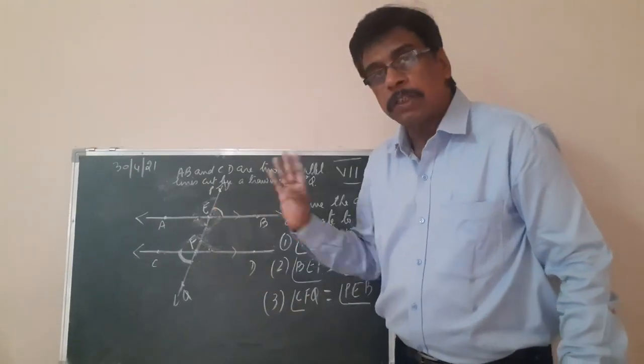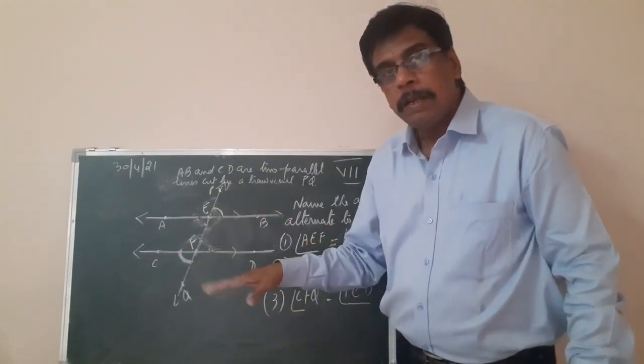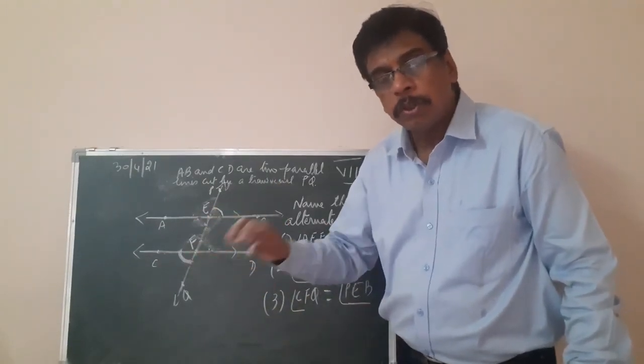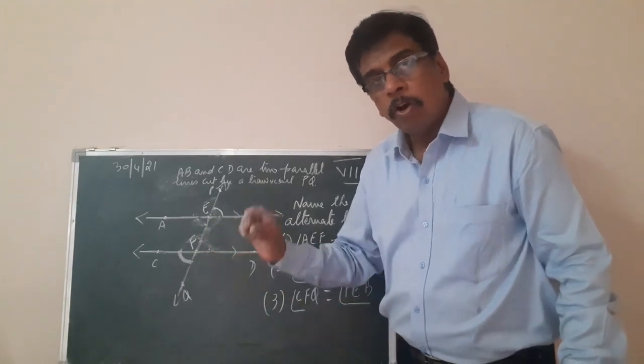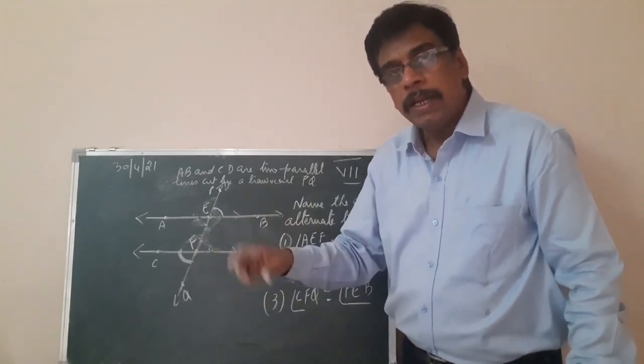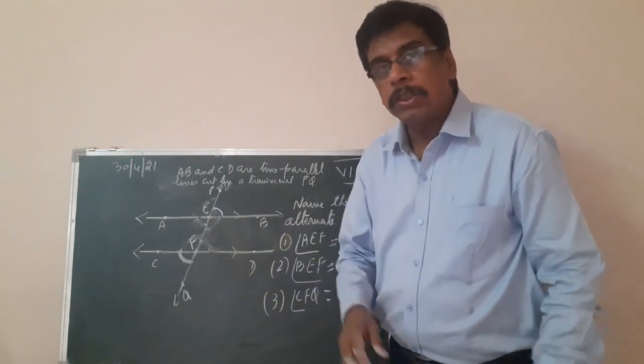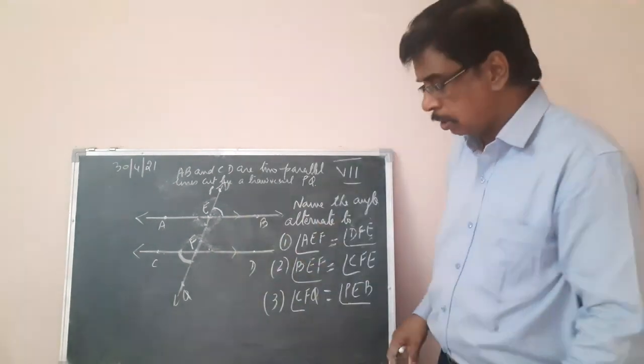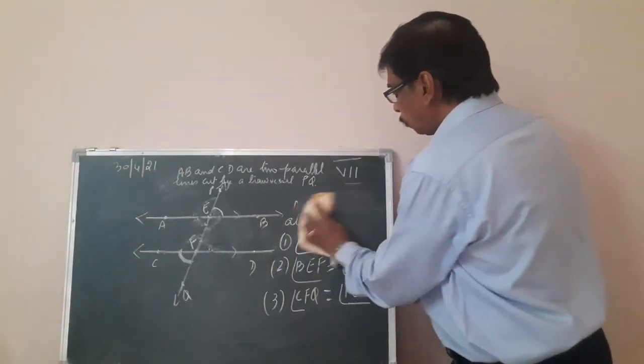This is how we find angles. Questions will be put up this way. Name the angle corresponding to this particular angle. Name the angle alternate to this angle. Name the angle co-interior to this angle. That's how it's going to be asked. Next part.